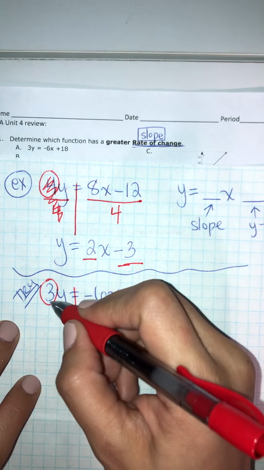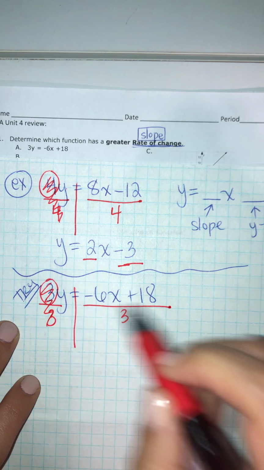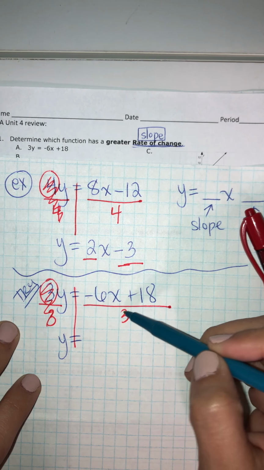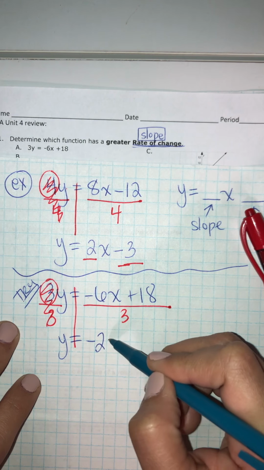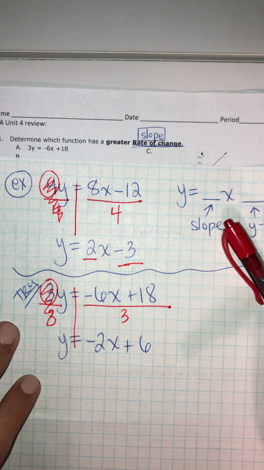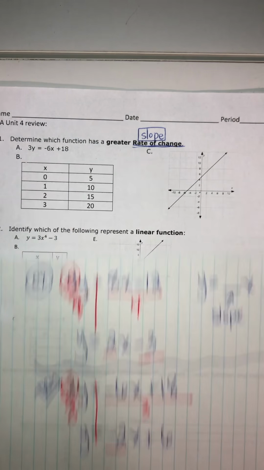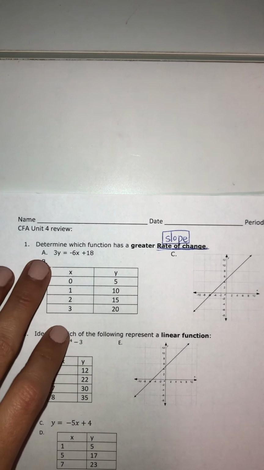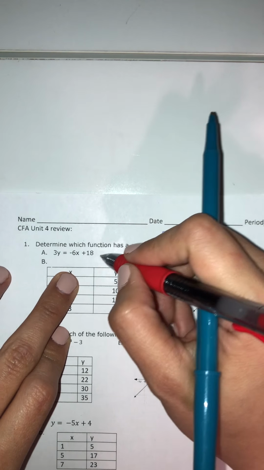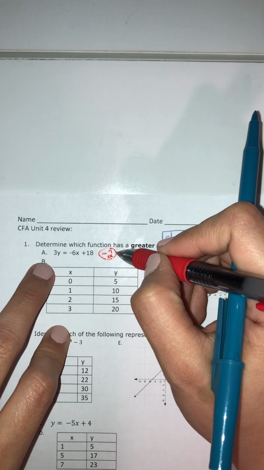Alright, so you should have divided both sides by 3. And got y equals negative 6 divided by 3, negative 2, plus 18 divided by 3, plus 6. And the slope for this one is going to be negative 2. So on your worksheet, you should have that work done. Remember, you need to show your work. The slope for this one is negative 2. So show your work here and then circle the slope.